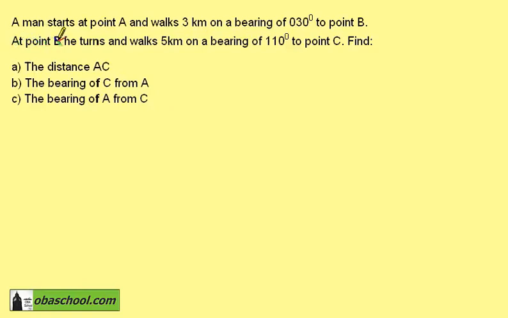A man starts at point A and walks 3 kilometers on a bearing of 030 degrees to point B. At point B, he turns and walks 5 kilometers on a bearing of 110 degrees to point C. We want to find the distance AC, the bearing of C from A, and the bearing of A from C.